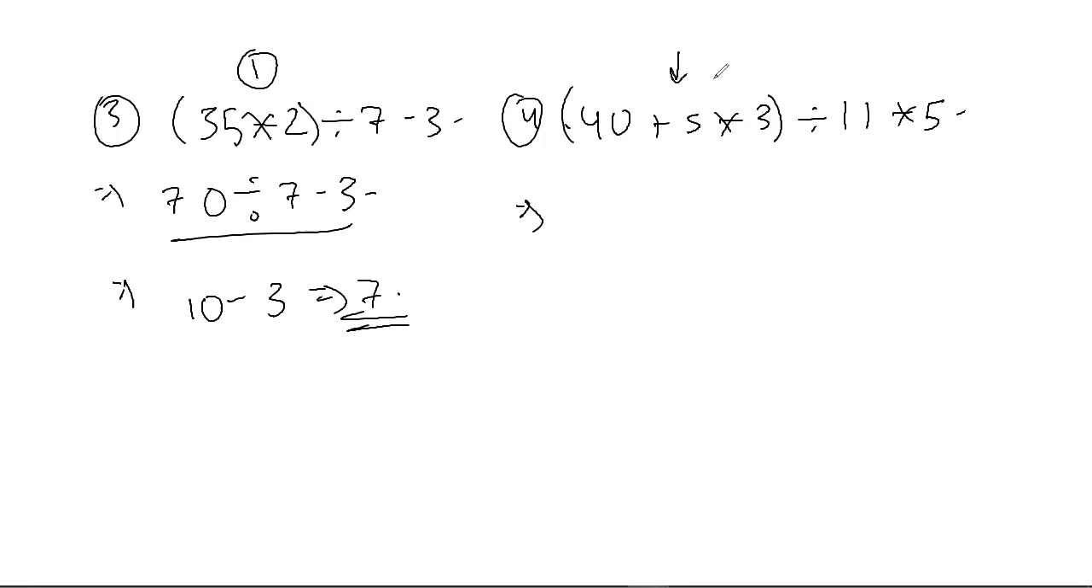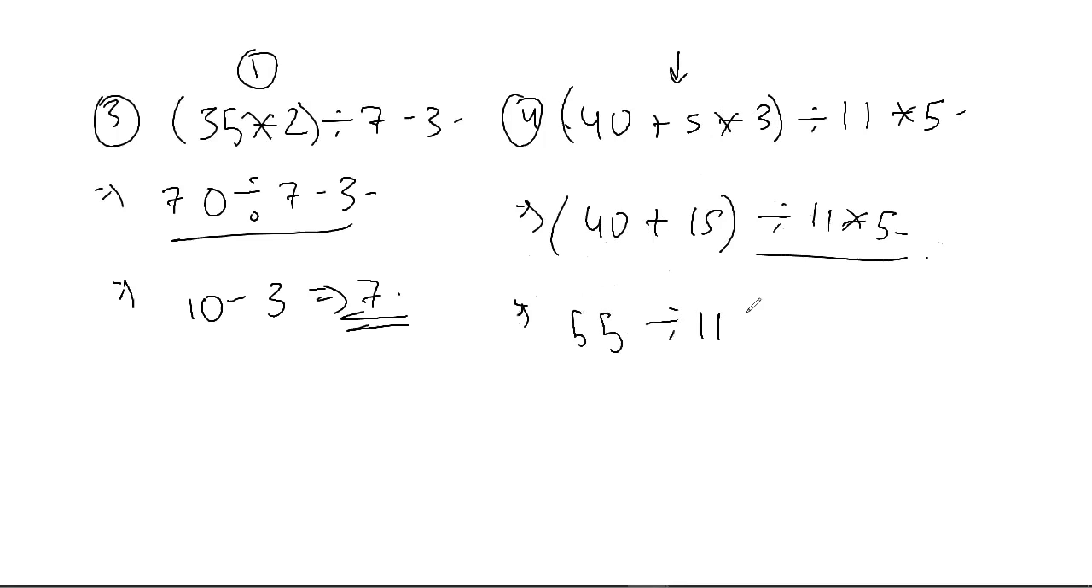But in this also, according to the Bodmas rule, multiplication should be solved first. So 5 3s are 15 divided by 11 into 5. The most important rule is that you should solve all the brackets first, you should simplify them, and then finally you could go on with the rest of the sum. So 40 plus 15 is... Now according to Bodmas, you should solve division first, which is 5 into 5, and that's 25. On to the next sum.